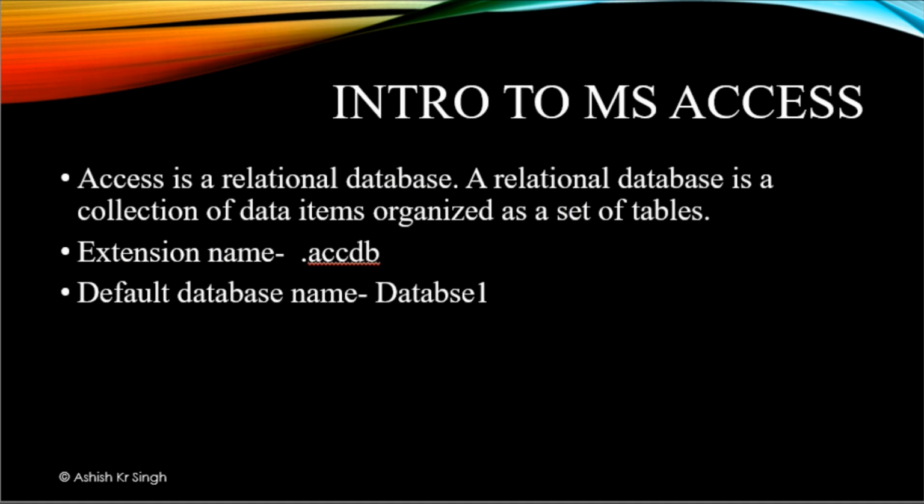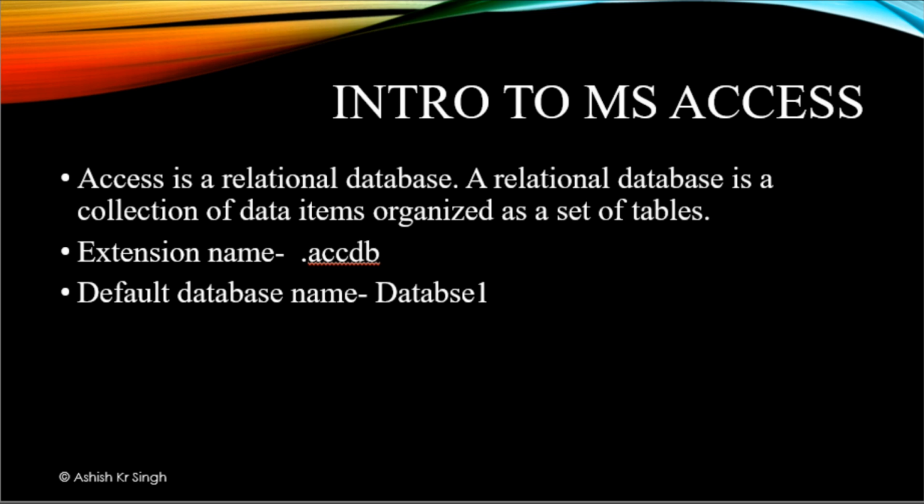The first thing about MS Access is you need to know that MS Access is a relational database management system. The relational database is the collection of data items, means all the data are organized in a set of tables. These tables are called the relations, and these are connected to each other to enhance the functionality of MS Access. The extension name of your MS Access database is .accdb, while in MS Access 2003 and older versions it was .mdb.